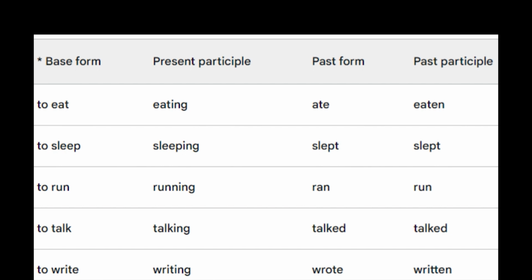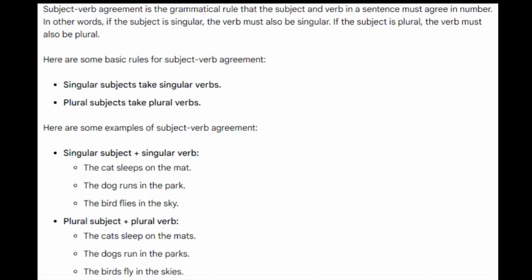Another thing to keep in mind is irregular verbs. These are verbs that don't follow the regular pattern of adding ed to the base form for the past and past participle forms. Examples of irregular verbs include go, see, and swim. It's important to memorize the past and past participle forms of these verbs to avoid making mistakes in conversation.